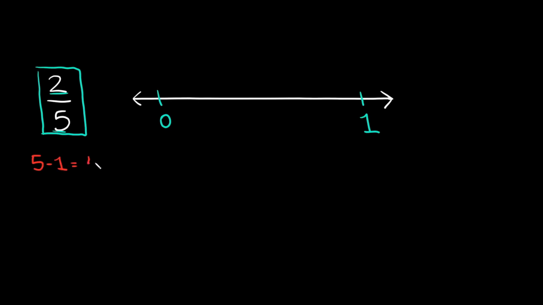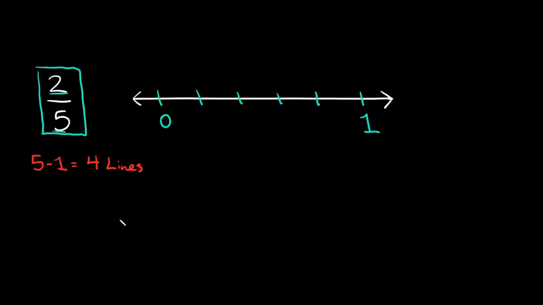What does that equal to? 4. Okay, so that means I'm going to draw 4 lines between 0 and 1, and I'm going to space them out evenly. We'll draw 1, 2, 3, 4. Okay, so I drew 4 lines in order to make 5 equal spaces. Okay, here's 1, 2, 3, 4, and there's 5. Okay, so that's how you space out your lines.